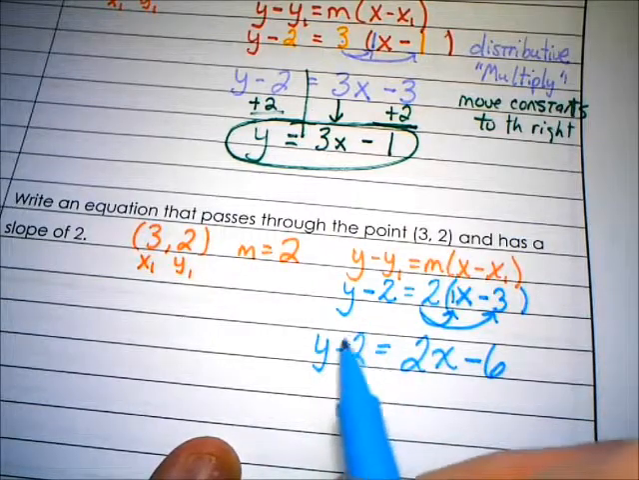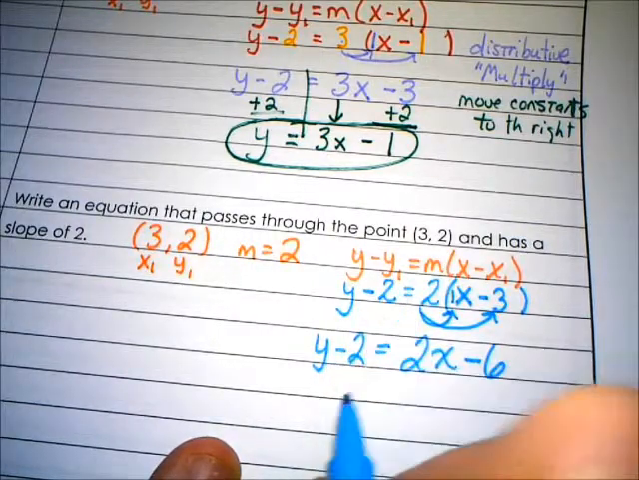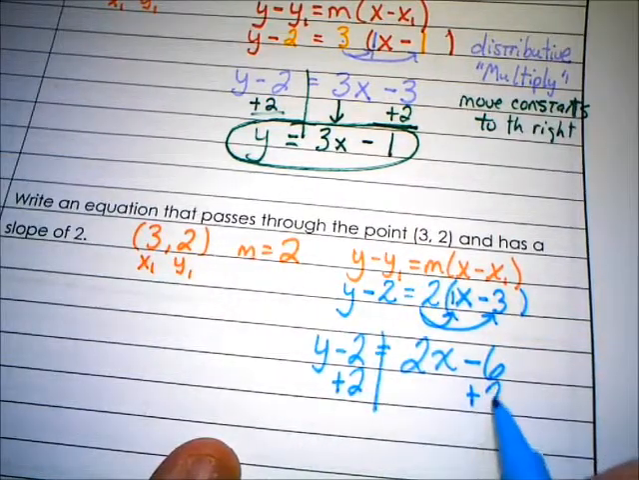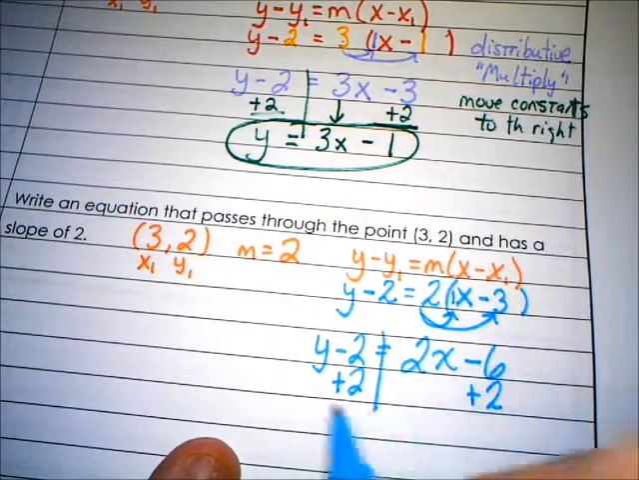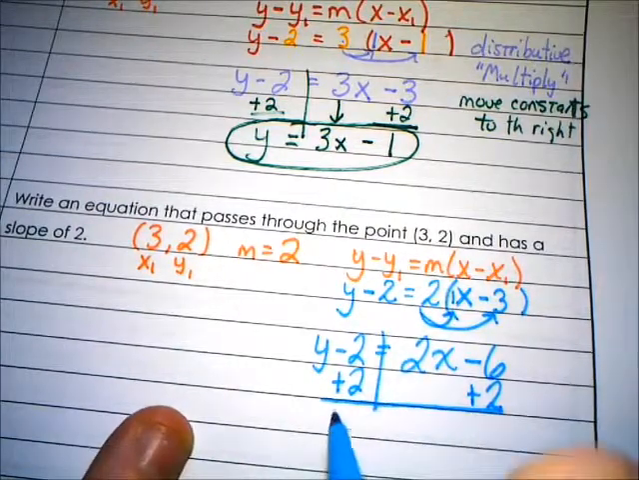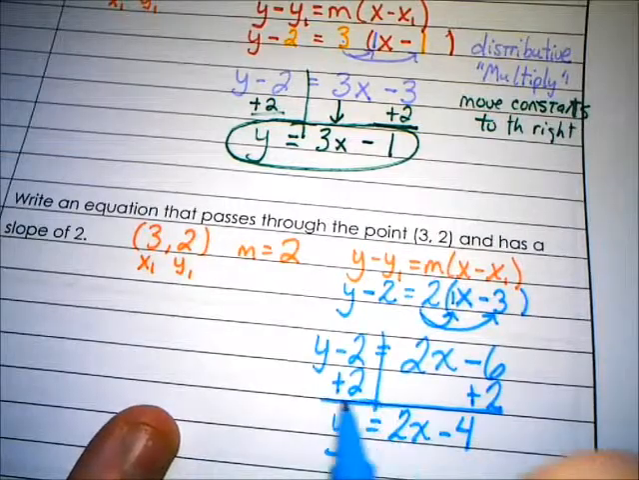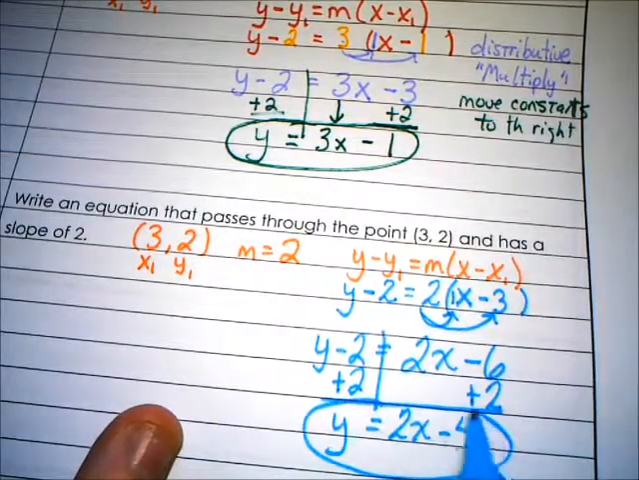And then next I need to take the constant, which is a negative 2, do the opposite, which is an add 2. Add it up underneath your constants. And that'd be y equals 2x minus 4 will be your answer.